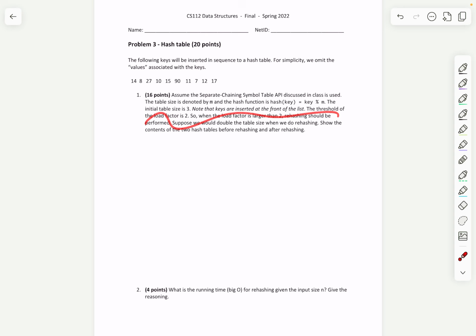I don't even read the problem. I just see hash table and I look for the method. Is it going to be separate chaining or linear probing? It's separate chaining. Okay, so then what I do is I look for m.